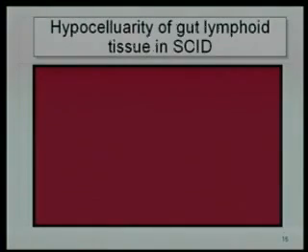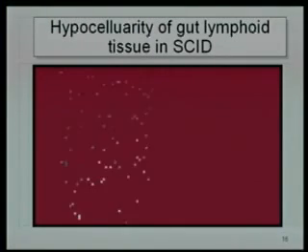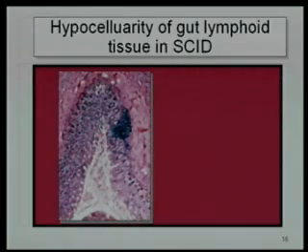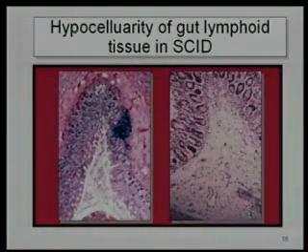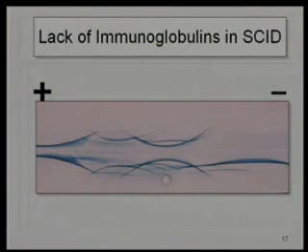Okay. If one looks at the Peyer's patches, that's a normal Peyer's patch, whereas abnormal is lack of cellularity in this area. Okay. If one looks at, you have all seen that slide before, right? Or something similar.